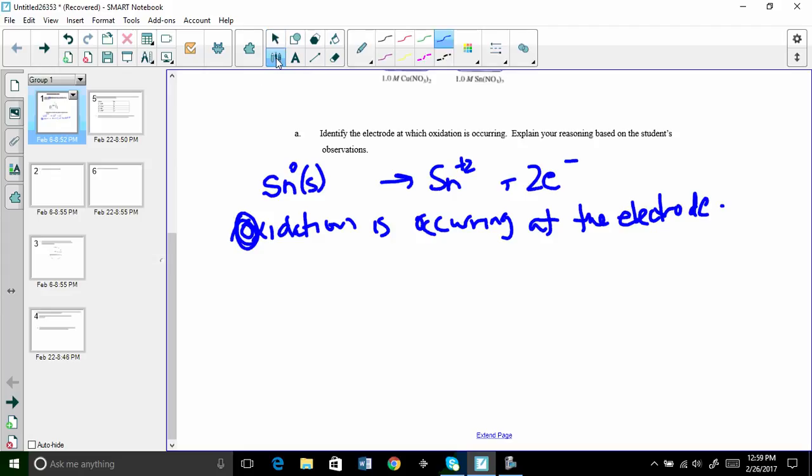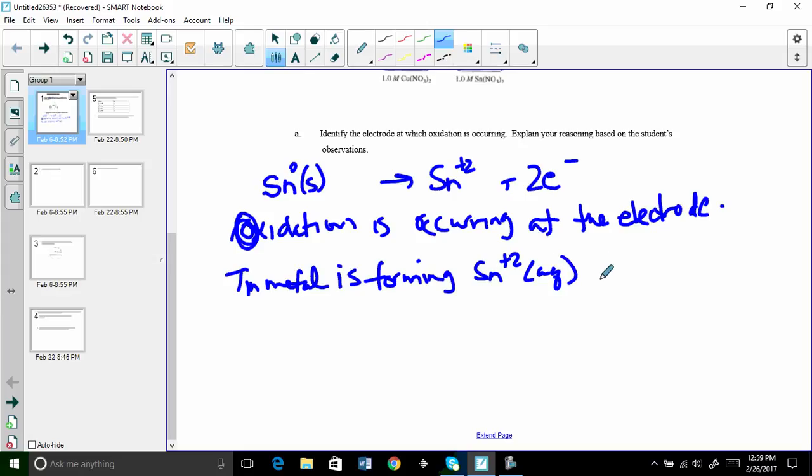oh, tin metal is forming tin ions in solution. Just say this: tin metal is forming tin ions in solution, so the mass is dropping, or something like that, or the mass is decreasing.